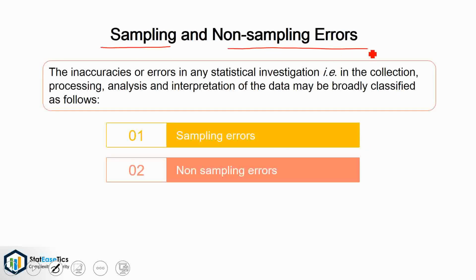Sampling and non-sampling errors. The inaccuracies or errors in any statistical investigation, that is the collection, processing, analysis, and interpretation of the data, may be broadly classified as follows: sampling errors and non-sampling errors.